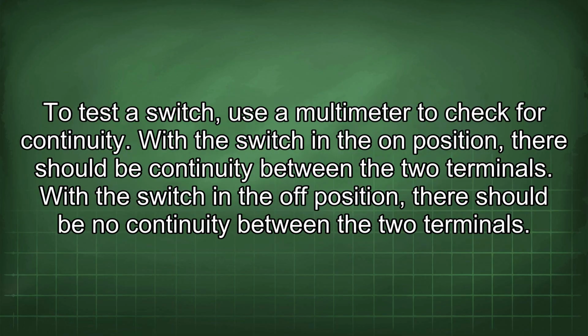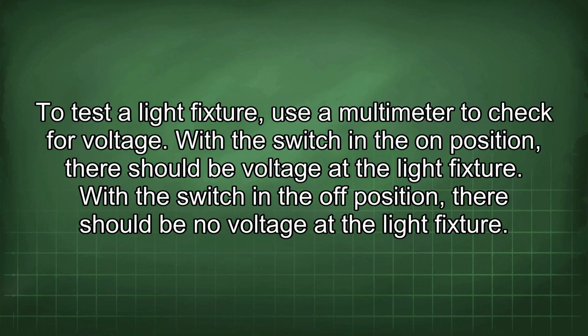To test the switch, use a multimeter to check for continuity. With the switch in the on position, there should be continuity between the two terminals. With the switch in the off position, there should be no continuity between the two terminals. To test the light fixture, use a multimeter to check for voltage. With the switch in the on position, there should be voltage at the light fixture. With the switch in the off position, there should be no voltage at the light fixture.